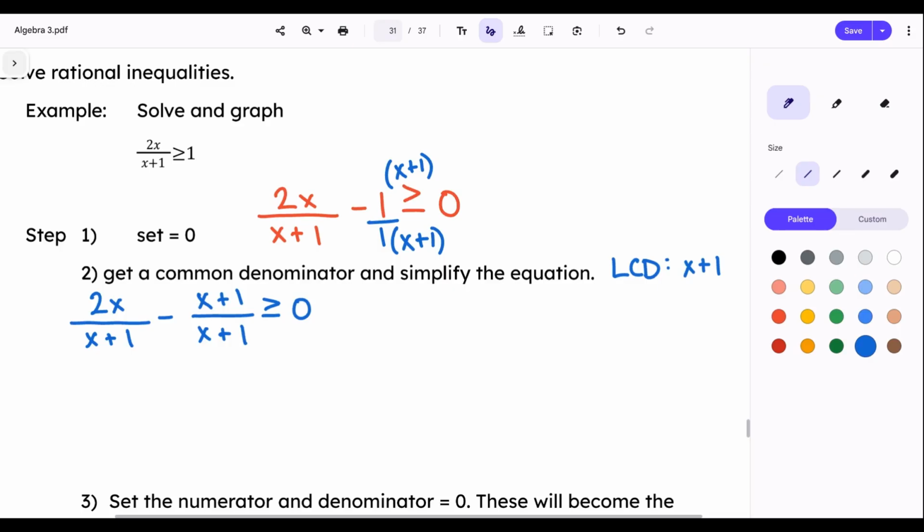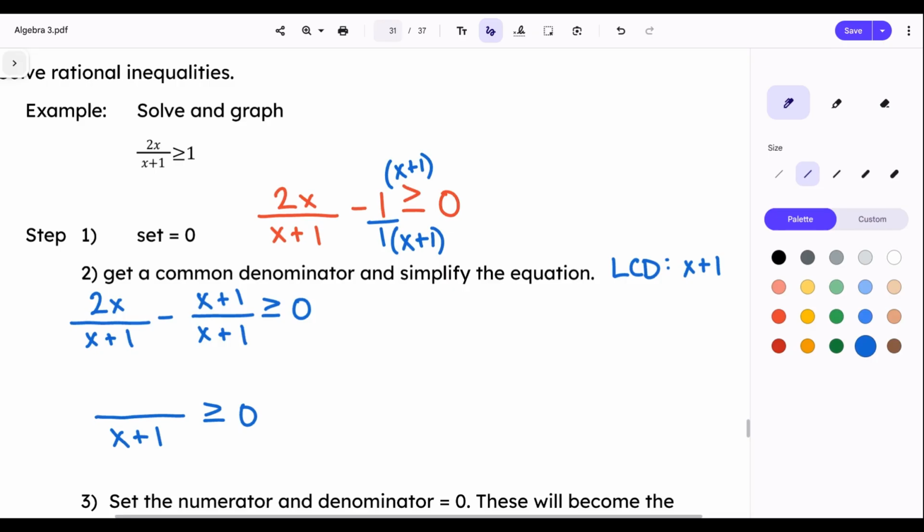Now for my fractions here, I want to get them to just be one term. So I'm going to think about what happens if I subtract on my numerators, because now that I have like denominators, I can rewrite this where it's all over x plus 1, and it's still greater than or equal to 0. But let's think about what happens if we combine the top.